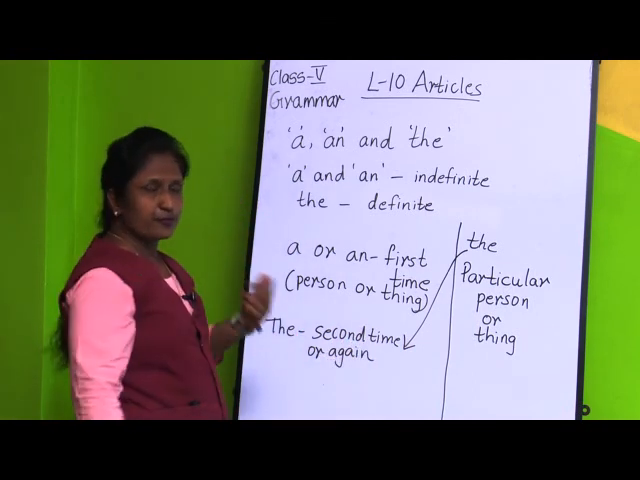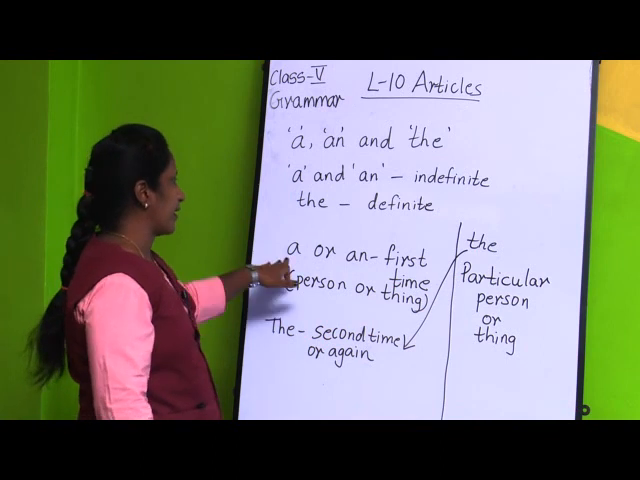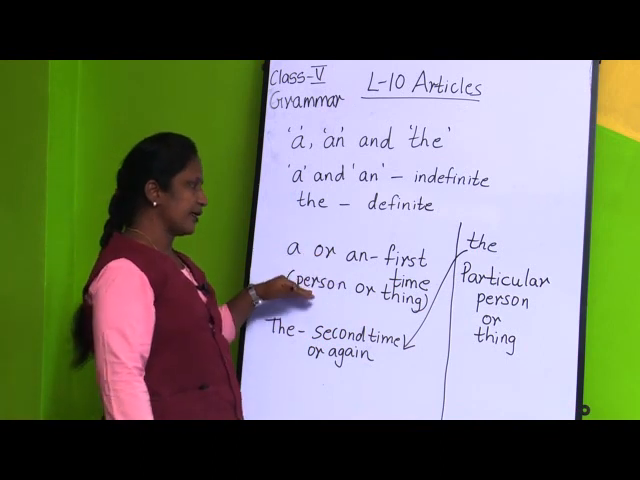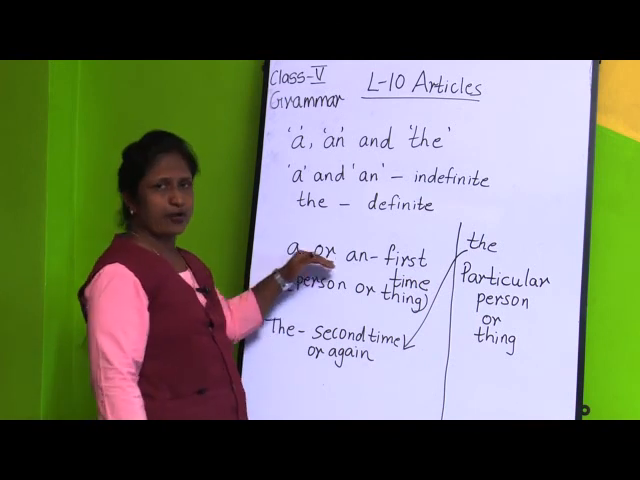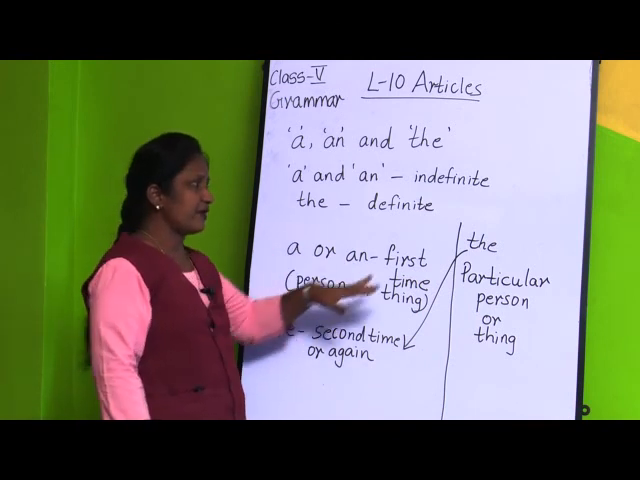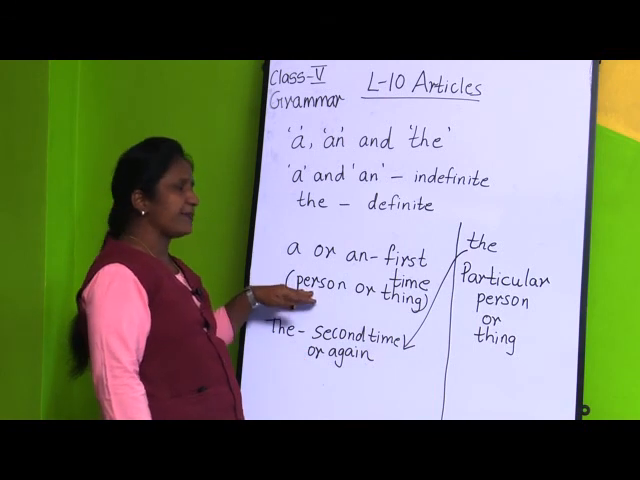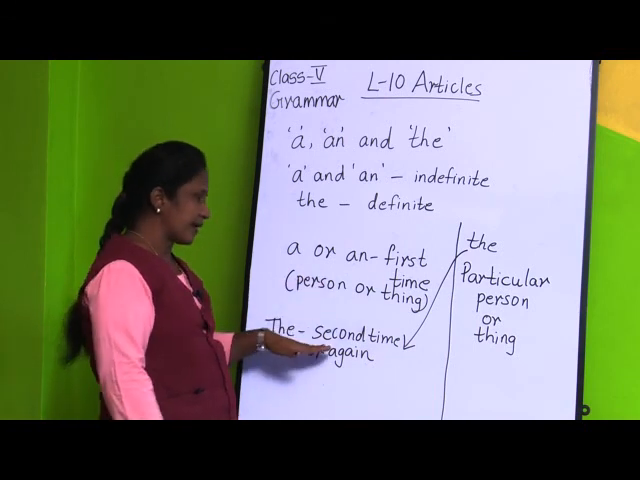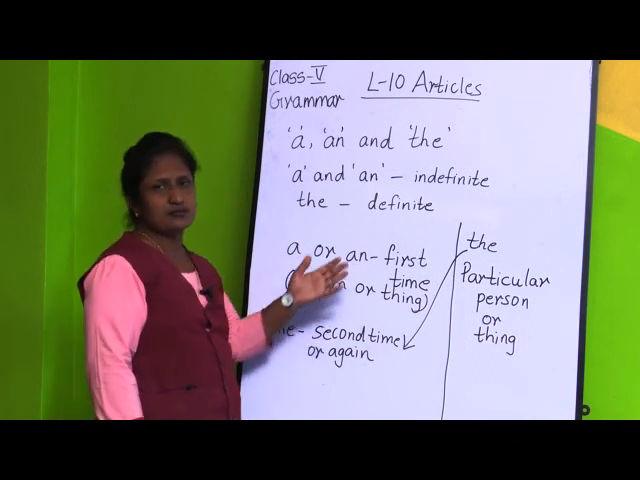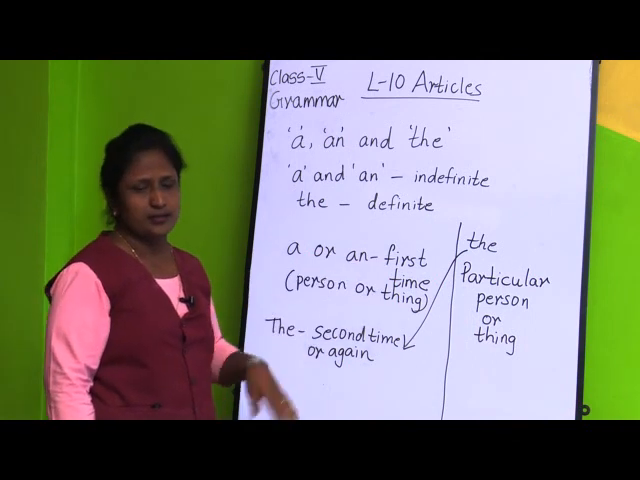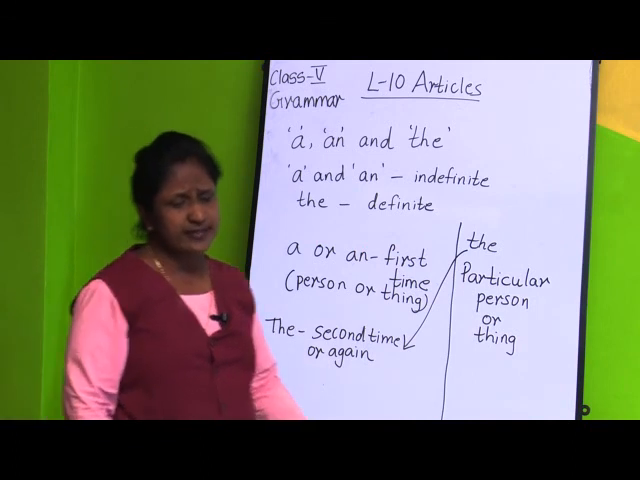So, what is the one more rule, one more thing about a and an? When we are talking about any person or a thing for the first time, we are going to use a or an. But when we talk about any person or thing for the second time or again and again, we are going to use the article "the" over here. So, this was the second thing.